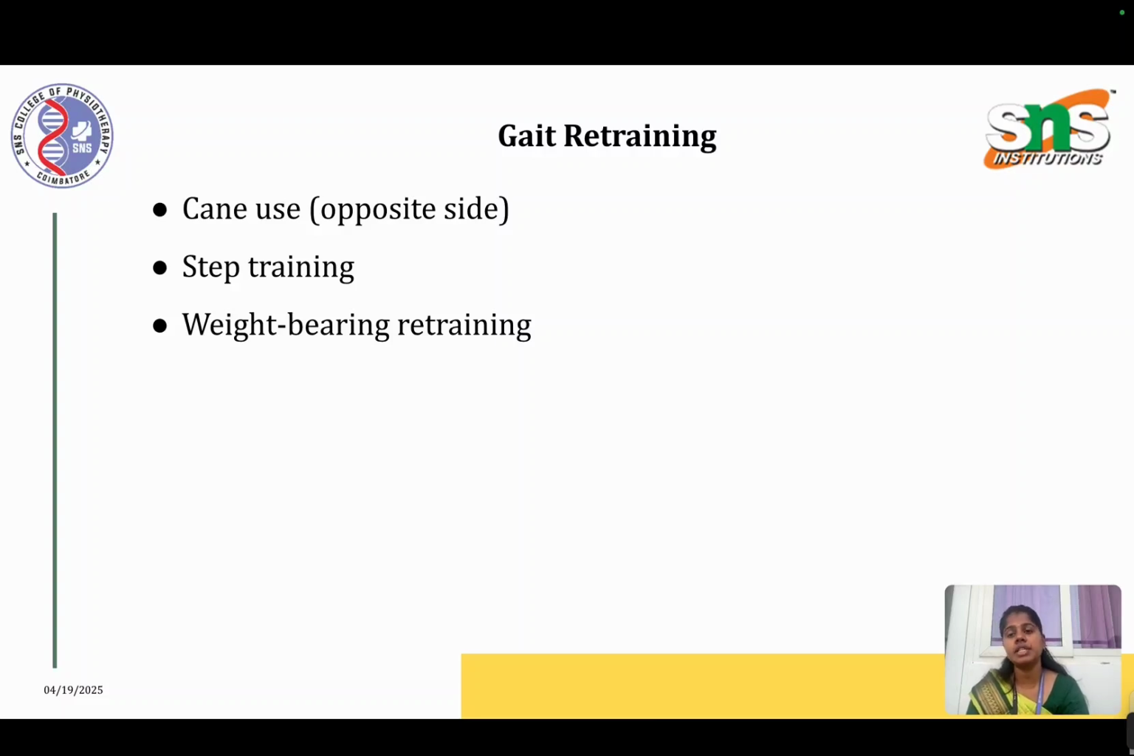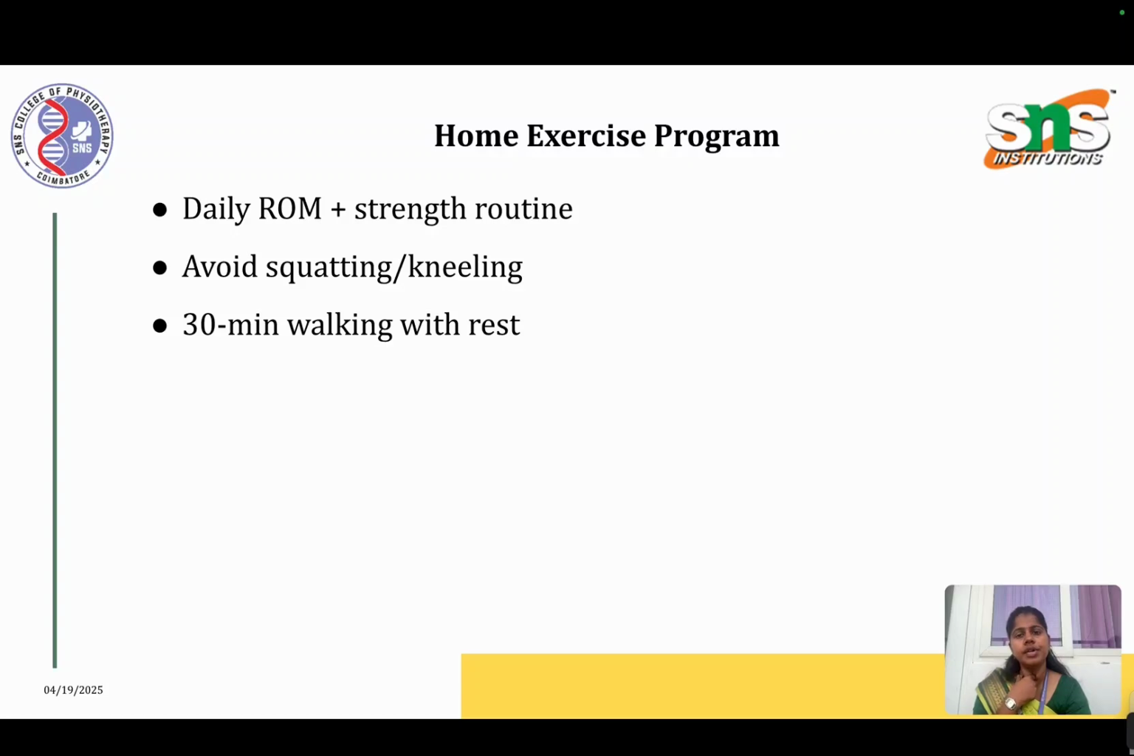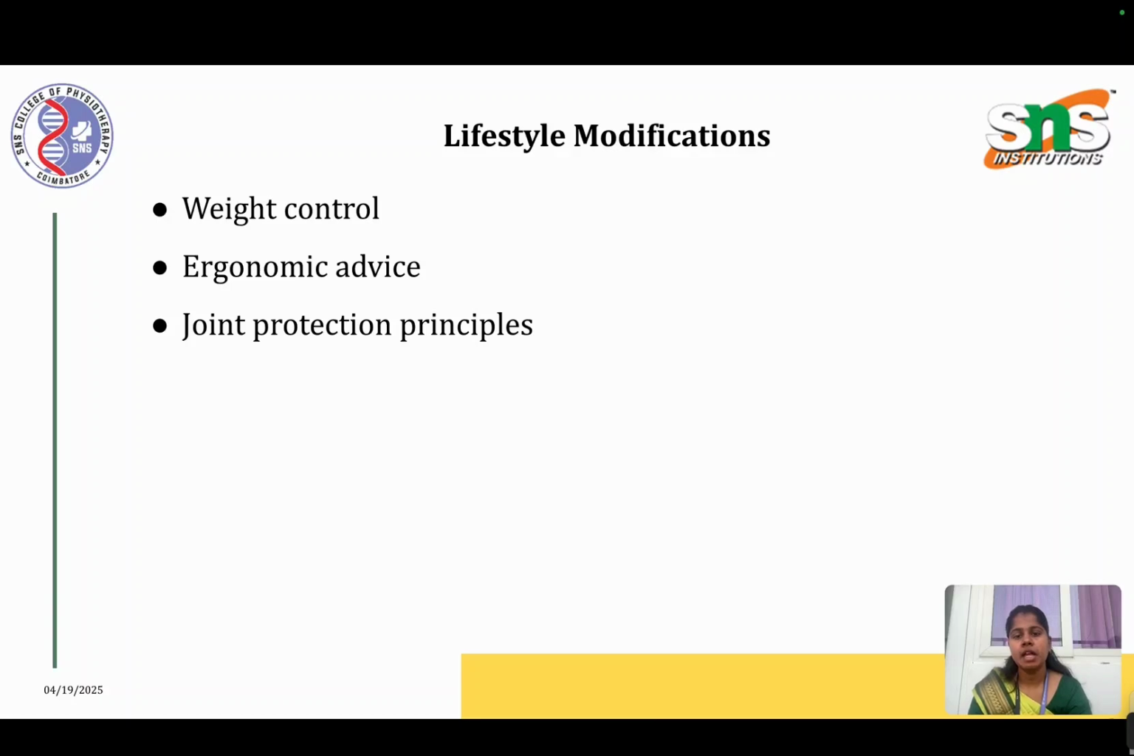During gait training, a cane has been given on the opposite side, and step training and weight bearing retraining have also been given. During functional training, sit to stand, stair climbing, bed mobility and transfers have been given to him. For the home program, a daily ROM and strength routine has been prescribed. Initially he was advised to avoid squatting and kneeling, and 30 minutes of walking with rest was advised. Lifestyle modification with the help of the multidisciplinary team, including weight control, ergonomic advice and joint protection principles, has been educated.